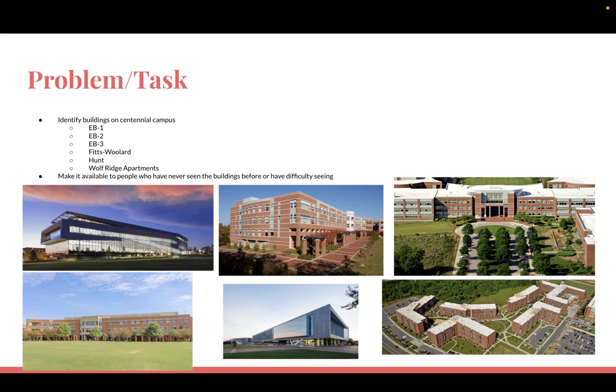Our problem/task is to identify buildings on Centennial campus, specifically EB 1, 2, 3, Fitzwillard, Hunt, and Wolf Ridge. This is because most people take classes on Centennial in these buildings, as well as live in Wolf Ridge apartments. We want to make it available to people who have never seen the buildings before or have difficulty seeing, so that they can navigate the campus confidently.